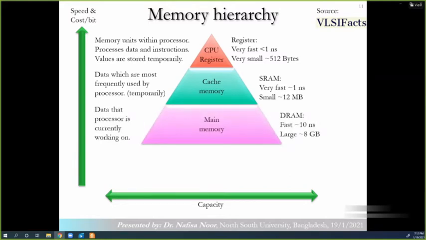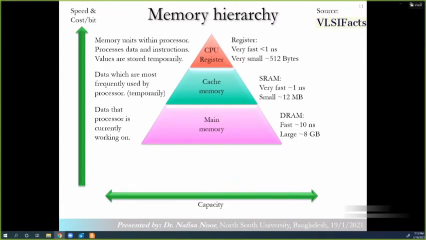In the next level, we have the main memory, which is comprised of the dynamic random access memory, or DRAM, devices. These devices are slightly slower than the other two levels, and they can also be used in larger quantity as compared to the cache memory. And here, the price is also slightly less as compared to the SRAM devices. Now, in the main memory, we store the data that the processor is currently working on.